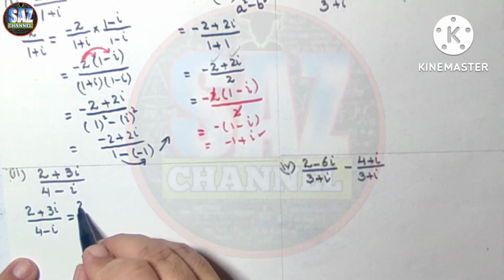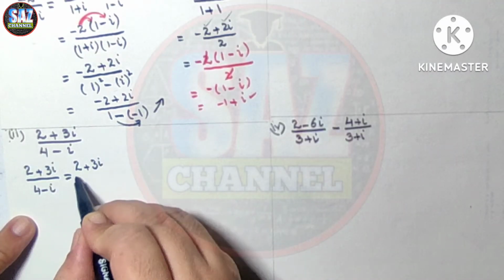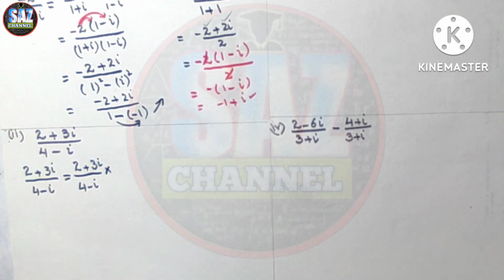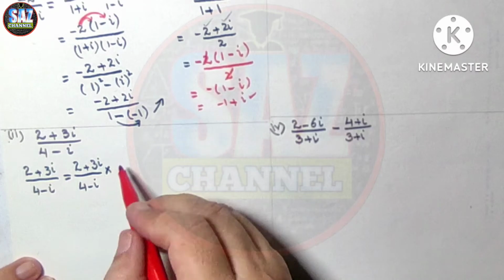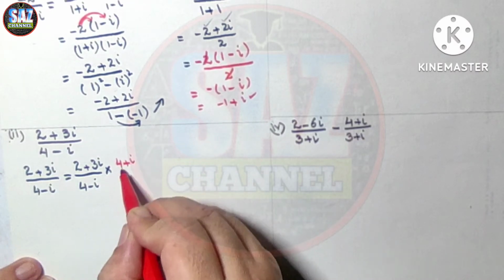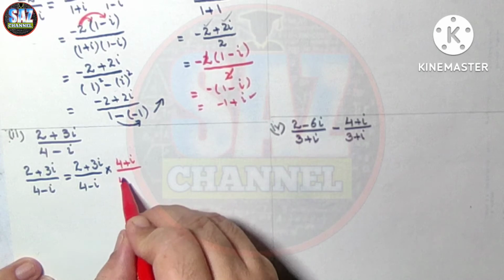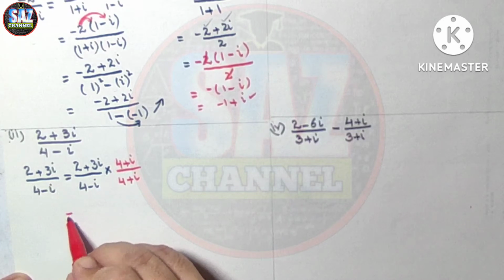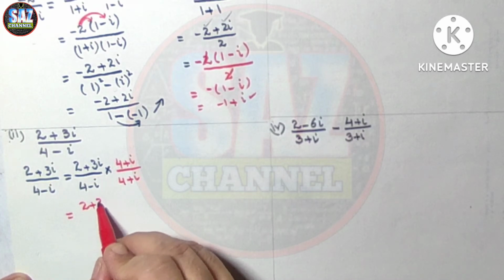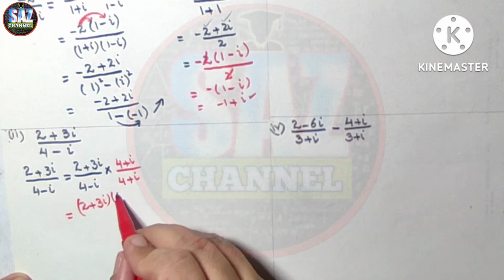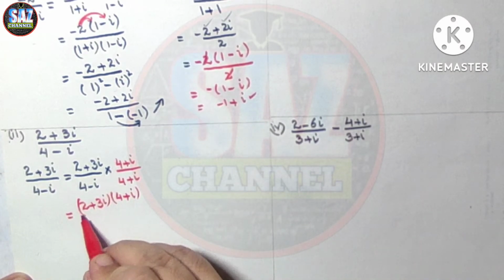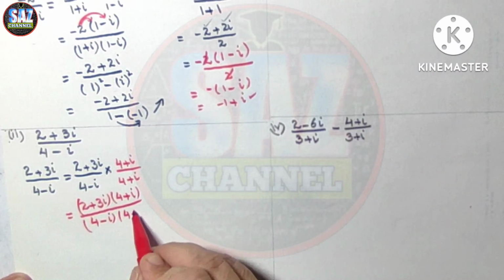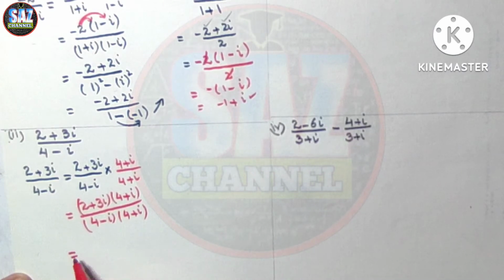So according to that, it will become 2 plus 3 iota into 4 minus iota multiplied by, let me write it in a different pen so that my students can see the difference, 4 plus iota. 4 plus iota is the conjugate of 4 minus iota. Now the question will take the form 2 plus 3 iota into 4 plus iota upon 4 minus iota into 4 plus iota. Again, look at the denominator carefully.